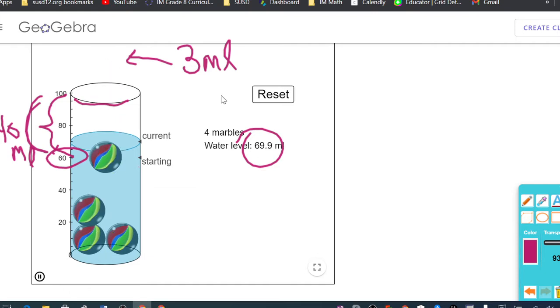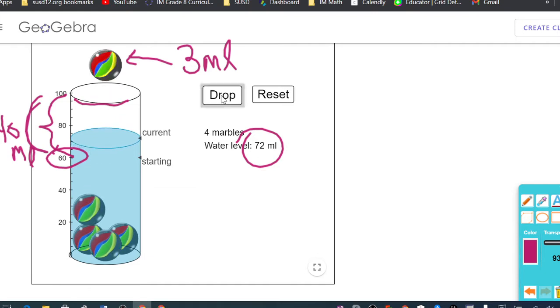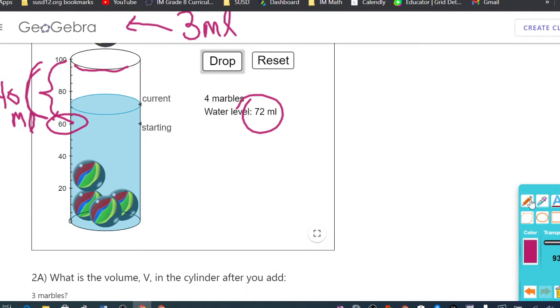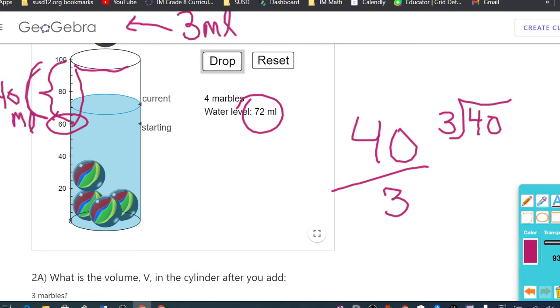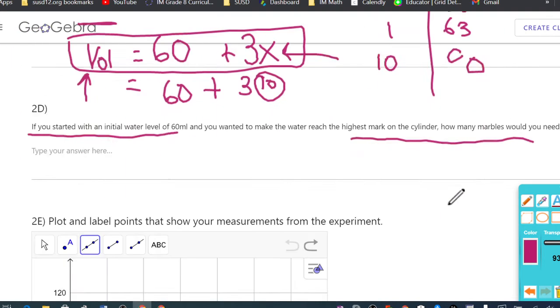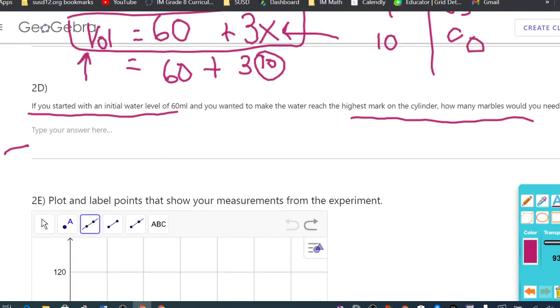I know that each marble adds 3 more milliliters of volume. So to change the volume by 40 milliliters, I can just divide 40 by 3 milliliters, the volume of each marble. How many times does 3 go into 40? Maybe if I write it this way, it makes more sense. How many times does 3 go into 40? That is how many marbles you need to raise the water level from 60 to 100. Divide those numbers and then put your answer on the line, or you can keep dropping marbles and count them.